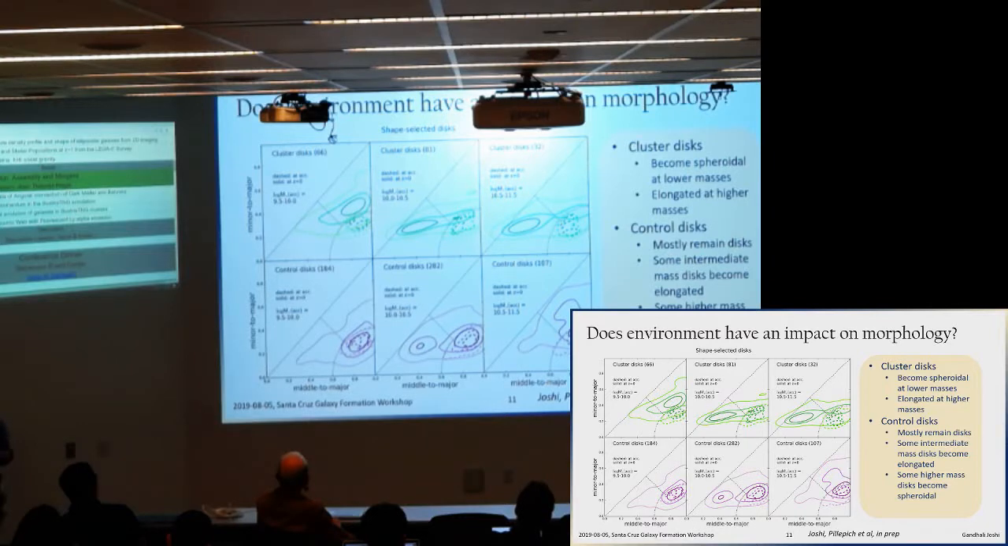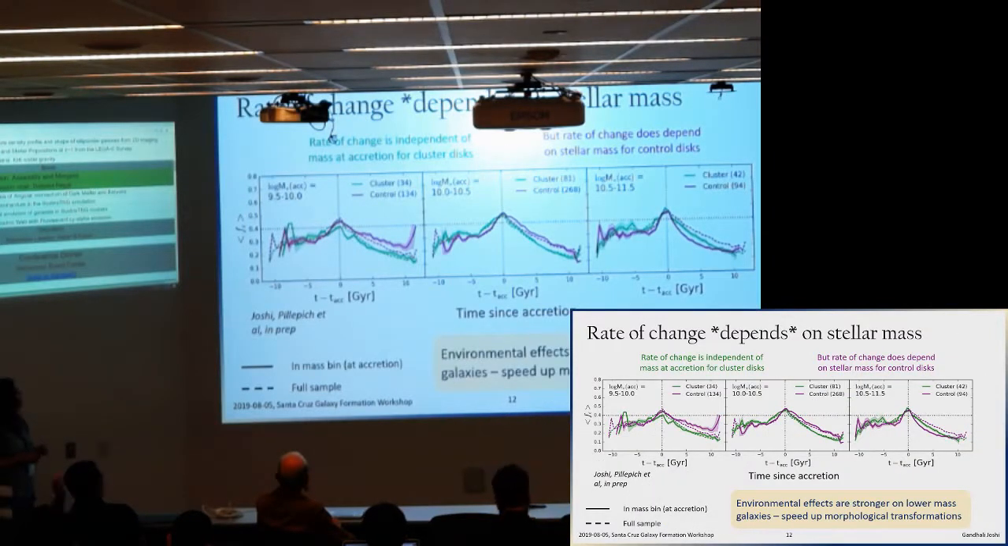So the next thing to look at is the rate of transformation of morphology of these galaxies. So again, in these stellar mass bins, what I'm looking at is the average circularity fraction versus time since accretion. And the dashed lines are the same in all 3 panels, and they show the average for the entire sample. And we're only looking at galaxies that are non-disky at redshift 0, which is like 95% of the cluster sample, but sort of 40 to 60% of the control sample, depending on the stellar mass bin.